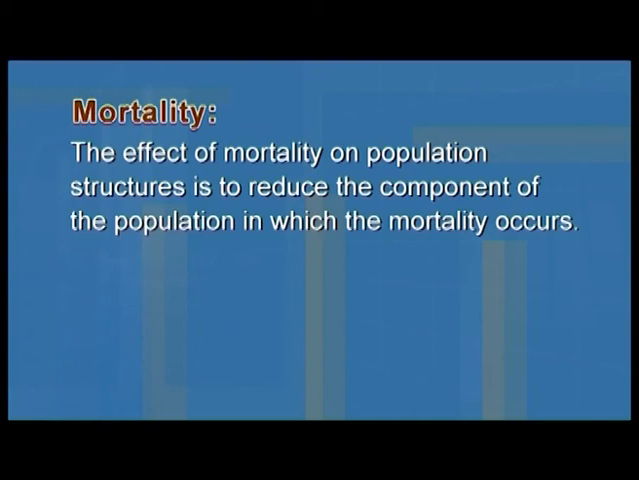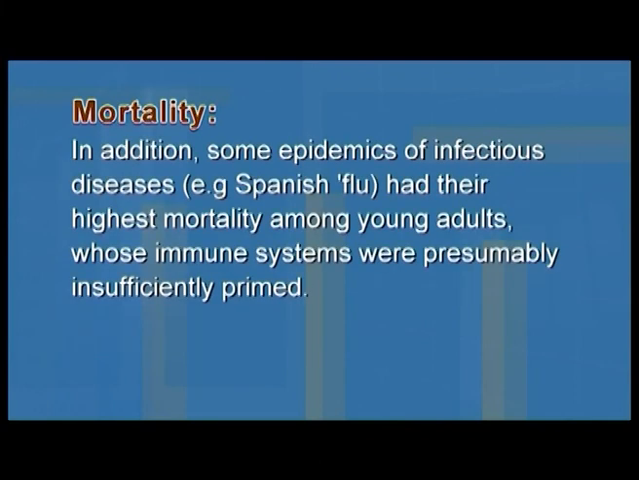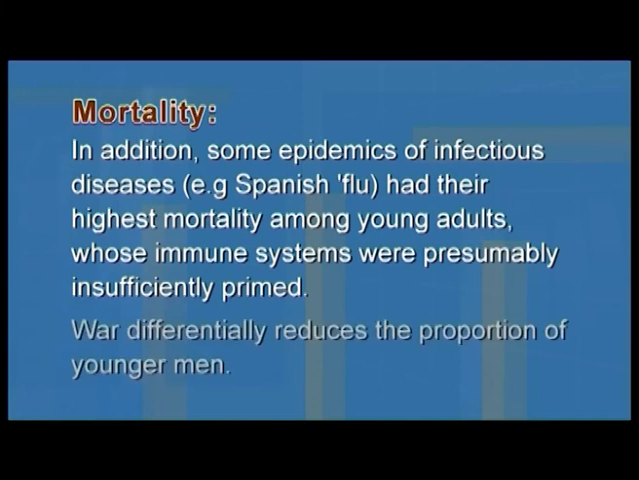The effect of mortality on population structures is to reduce the component of the population in which the mortality occurs. Historically, the most dangerous ages were infancy and old age, variously reckoned according to circumstances. In addition, some epidemics of infectious diseases, for example Spanish flu, had their highest mortality among young adults whose immune systems were presumably insufficiently primed. What differentially reduces the proportion of younger men?